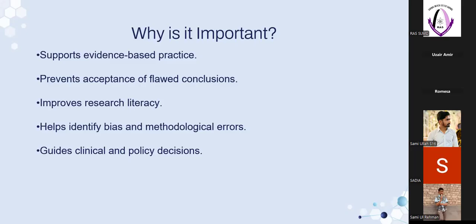So it is important that we, as doctors and future scientists and researchers reading an article, can differentiate whether it is good research that follows all the methods and patterns of research, or whether it is biased. It supports something, but says it without true facts and evidence. It should improve research literacy. It helps us identify bias and methodological errors and guides clinical and policy decisions.